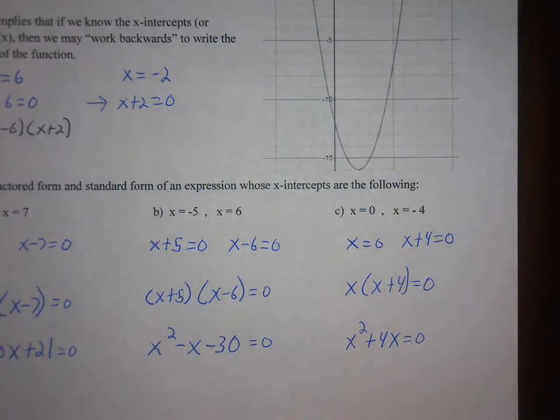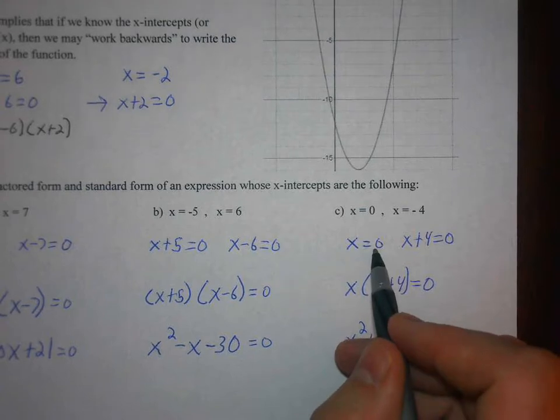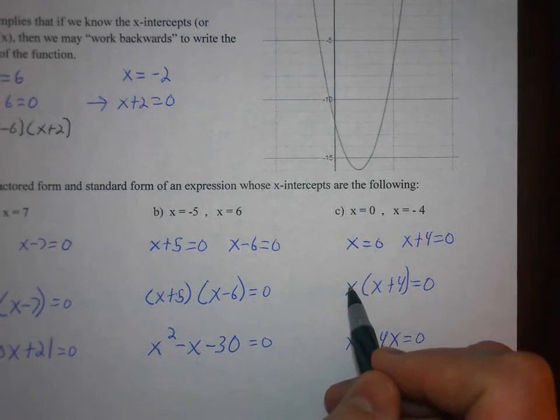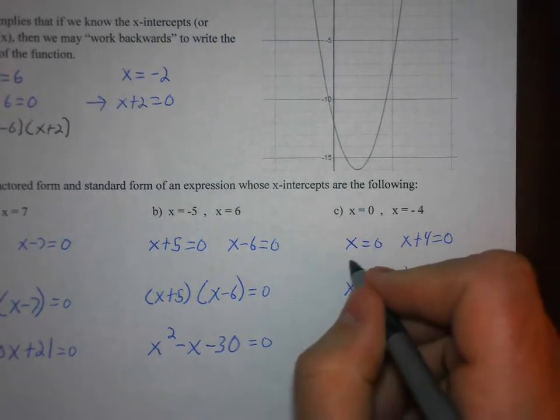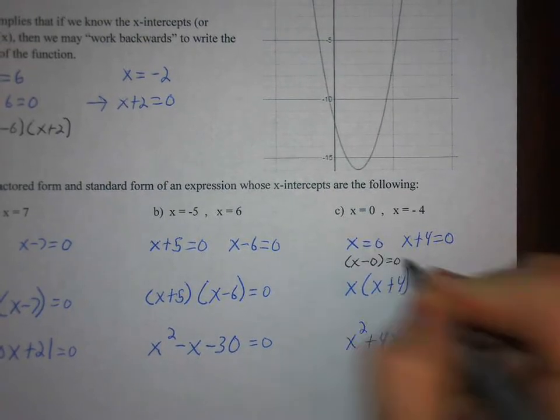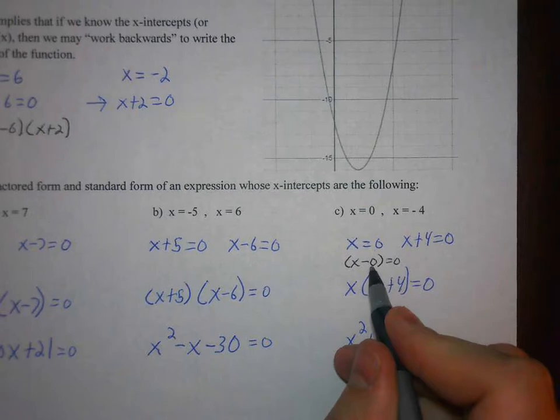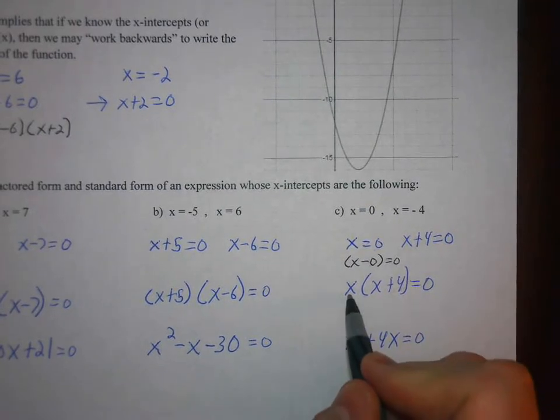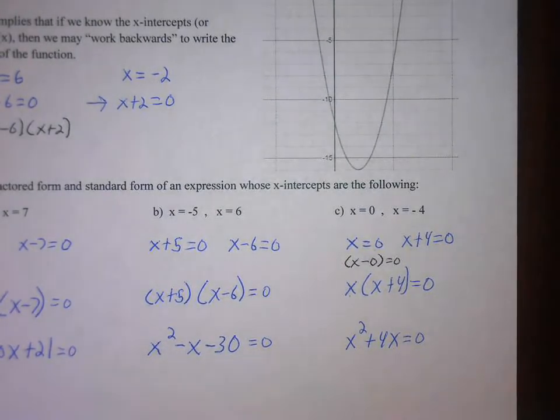Okay, so with the x equals 0, that told you that you had a GCF out in front. Now technically, you could think about that as x minus 0 equals 0. Well, that means x minus 0 is just x. So if that helps to think about it that way, that's fine. Okay, and then moving on to the second page.